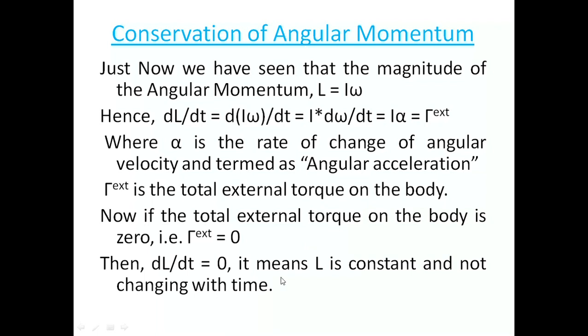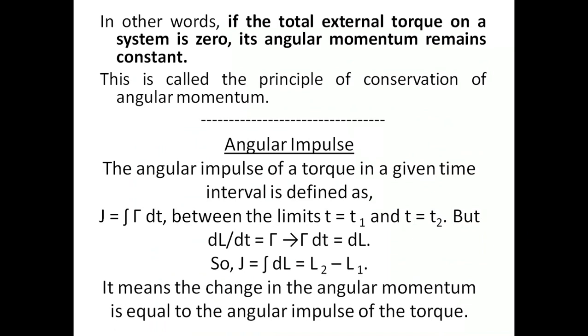Now if the total external torque on the body is 0, that is gamma external equals 0, then dL by dt equals 0. So L is constant. If dL by dt equals 0, it means L is constant and not changing with time. In other words, if the total external torque on a system is 0, its angular momentum remains constant. This is called the principle of conservation of angular momentum.